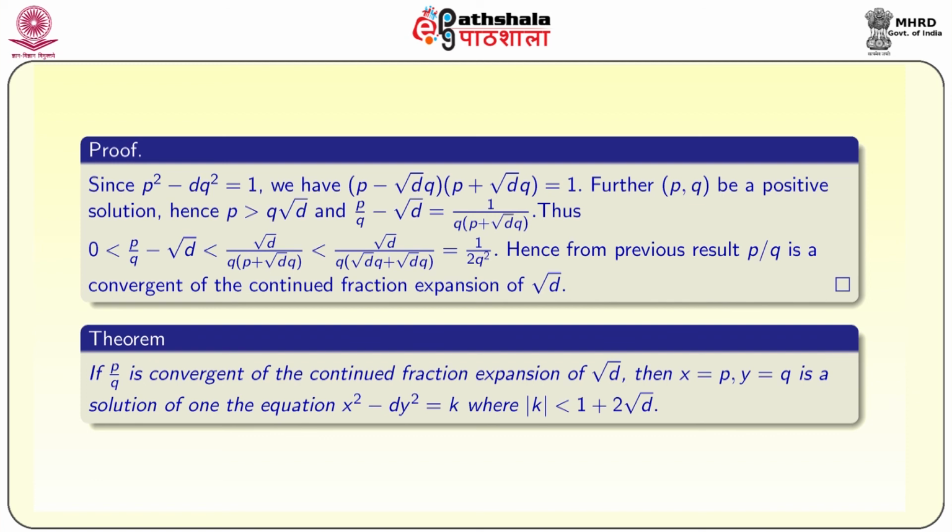The converse is also true. The converse says that if p by q is a convergent of the continued fraction of root d, then x equal to p and y equal to q is a solution of x square minus d y square equal to k, where modulus of k is less than 1 plus 2 root d, and one can show that this k value can be taken to be 1 also, with suitable substitutions. So, it says that the convergents of root d are going to give solutions of Pell's equation, and the solutions of Pell's equation are going to be convergents of the continued fraction expansion of root d.